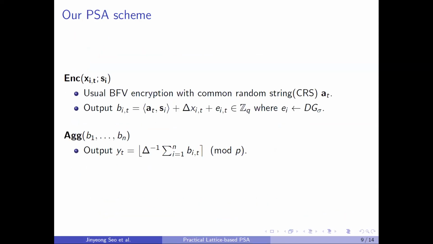For encryption, you use the usual BFV encryption as follows, using the common random string or LWE randomness A_t. It just outputs the B_i part since the A part is common across all the users. For aggregation, we just sum all the B_i's and scale it by delta inverse.